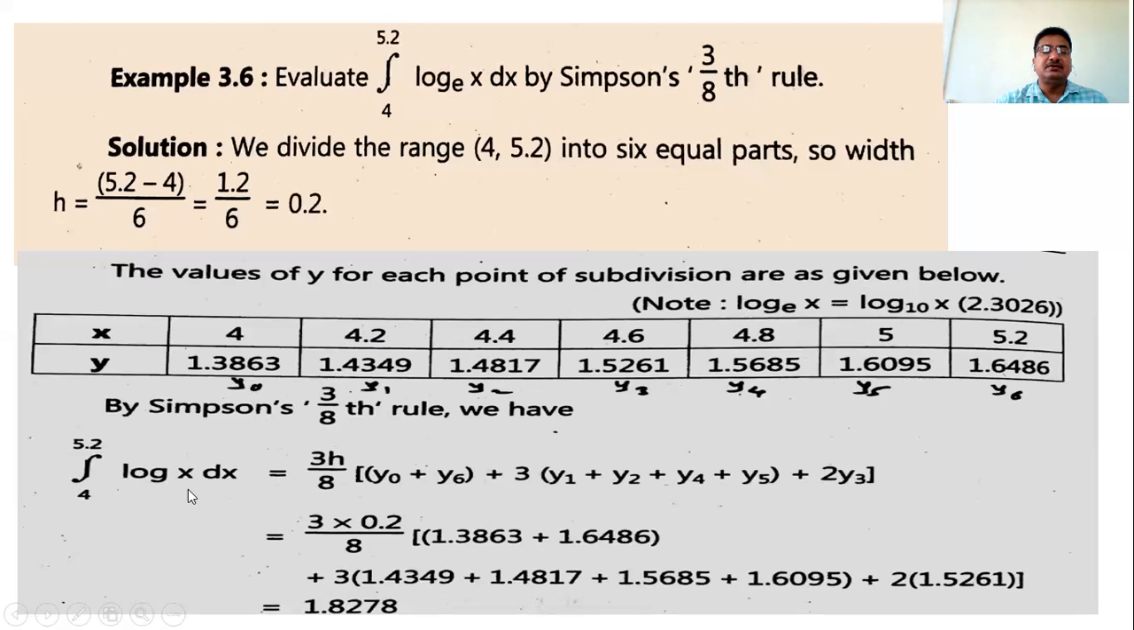Then write Simpson's 3/8 rule. The integration from 4 to 5.2 of log x dx is 3h by 8 times [y0 plus y6, that is the first value plus the last value, plus 3 times the values of y whose suffixes are not multiples of 3, plus 2 times the values whose suffixes are multiples of 3]. So only one value, y3. Substitute all these values and we get the answer. This is the answer of this integration. Obviously this answer is approximate, found by using Simpson's 3/8 rule.